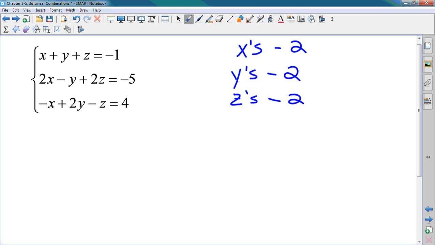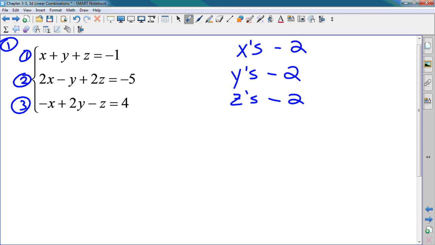Okay, the first thing you're going to do is choose 2 equations. Choose 2 of the equations and eliminate one of the 3 variables. I'm going to say that again. Choose 2 of the 3 equations. Here's equation number 1. Here's equation number 2. Here's equation number 3. Okay, this is problem number 1. Choose 2 of the 3 equations and eliminate one of the variables.